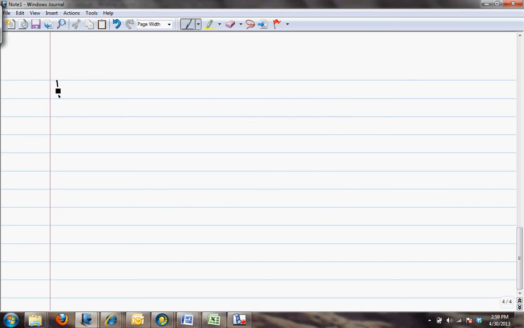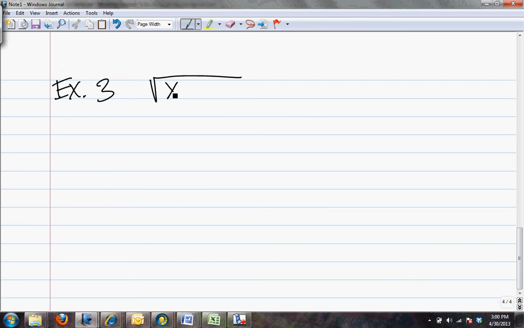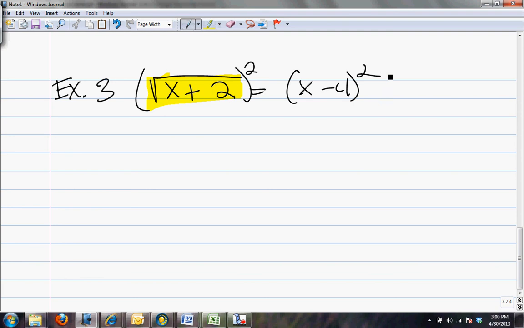All right, example 3. Last example. Now it looks a little trickier. We want to solve square root of x plus 2 equals x minus 4. Isolate the radical. Well, what do you know? It's already isolated. So the next thing we have to do is square both sides. Remember, I'm squaring both sides. That gets rid of the radical, so I have x plus 2 over here.